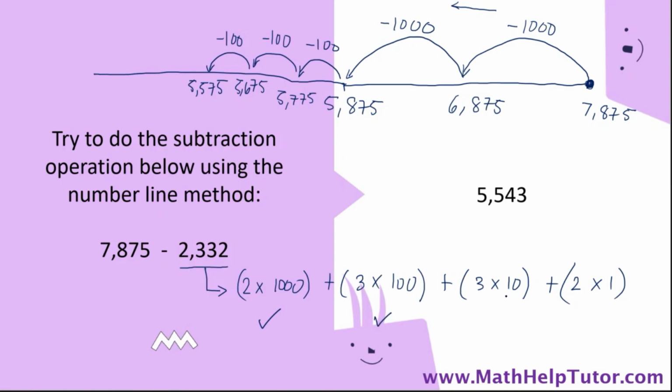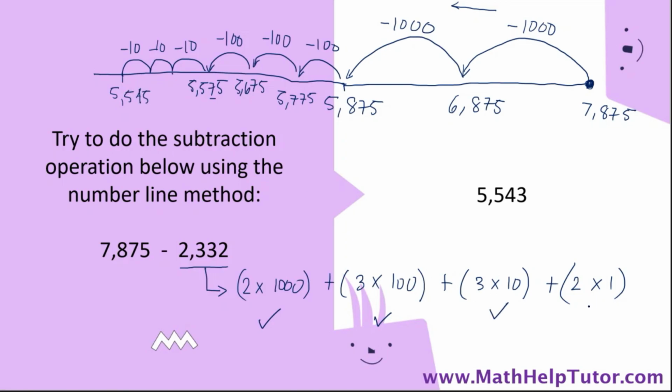Next, we need to subtract three tens. 1, 2, 3. So minus 10, minus 10, and minus 10. It's three tens. So here it becomes 5,575 becomes 5,565, right? We subtract 1 from the tens place, and then it becomes 55 here, and then here it becomes 5,545. So we're done with the tens place.